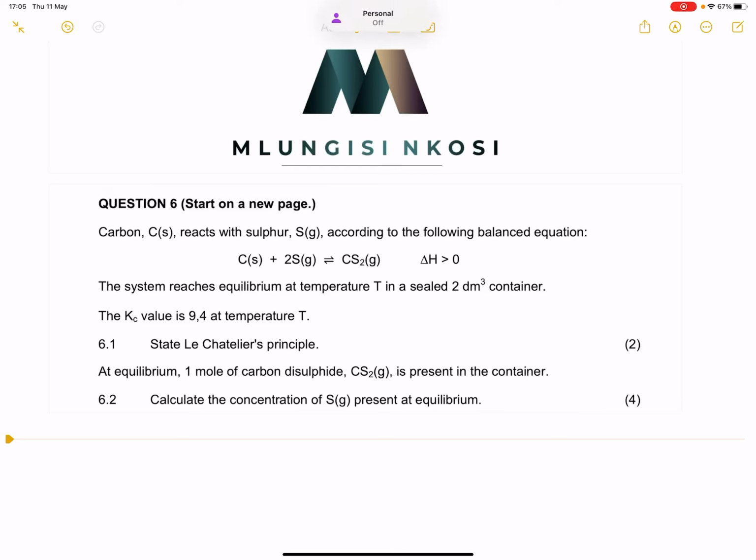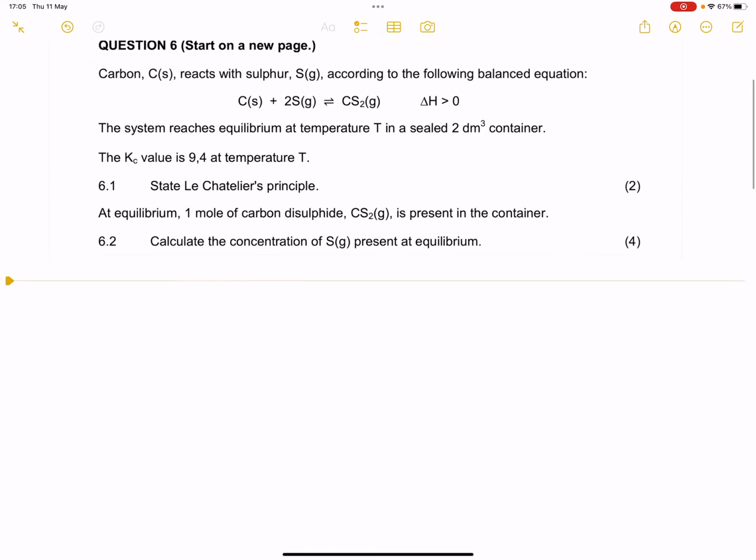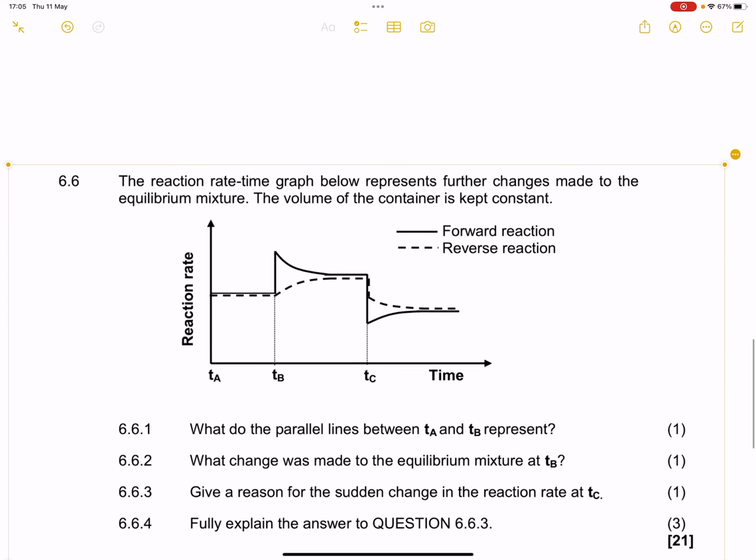Good day once again, everyone, and we are back together looking at the November 2022 exam. All right, we're looking at chemical equilibrium. We still have quite a number of questions to go through.